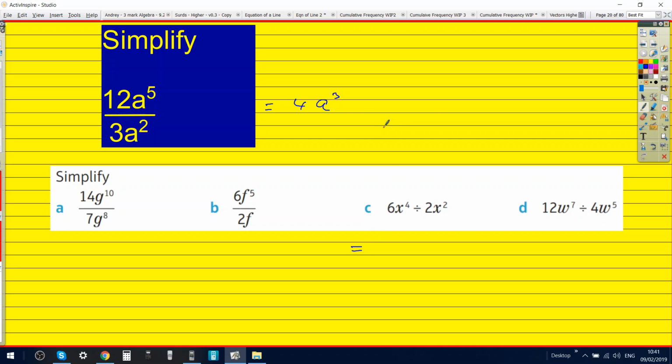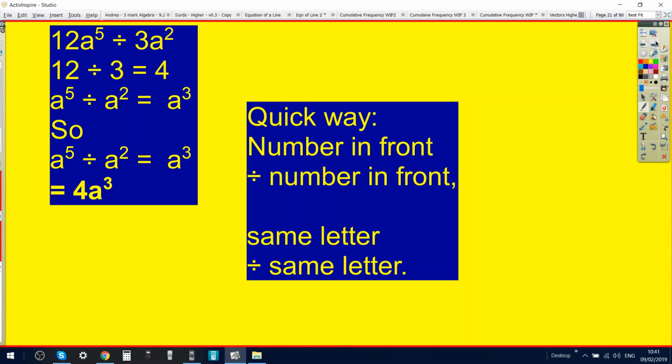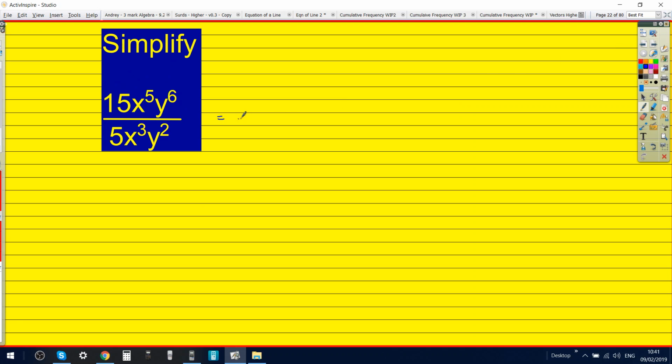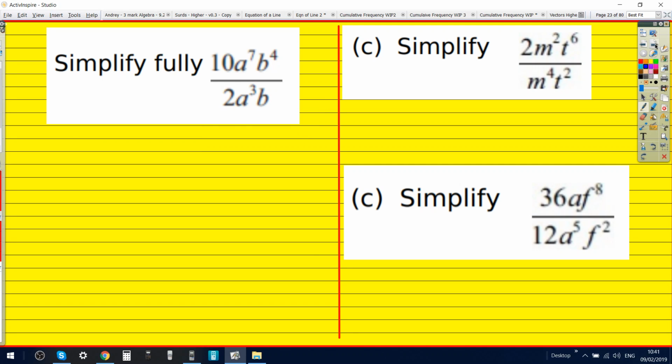Would that be 3x to the power of 2? Yeah. How about this? 3x to the power of 2 and y to the power of 4. Let's try top left. Okay, so would that be 5a to the power of 4 and b to the power of what? 3. Well done.